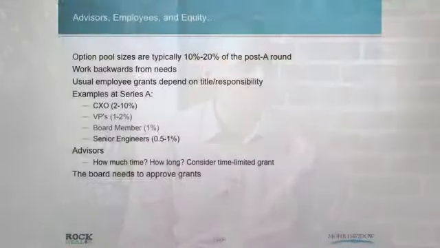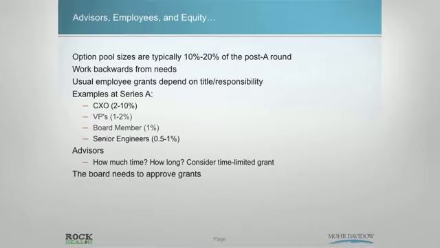Okay, so the next question is about option pools. How much do you give to advisors? How much do you give to employees? So there's a spectrum. First of all, we talked about option pools varying between 10 and 20%. This is at the Series A stage. And we talked about looking at what your needs are.